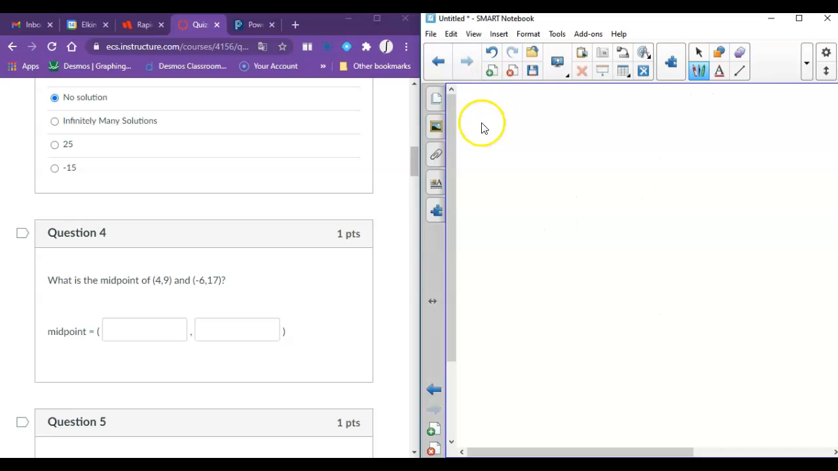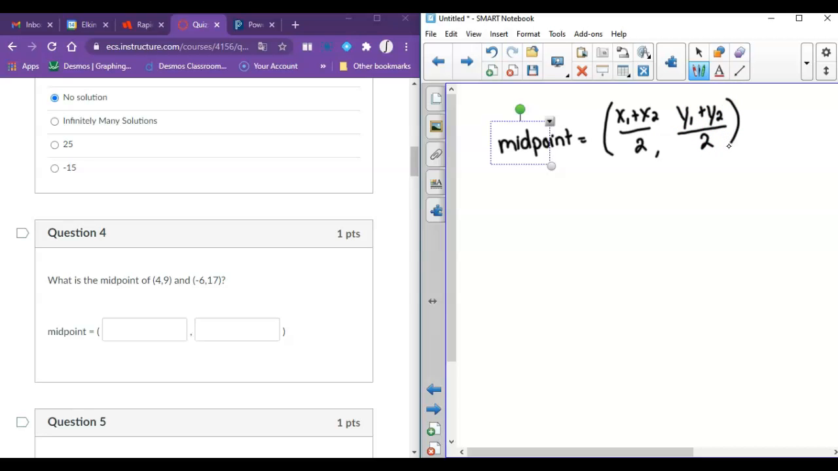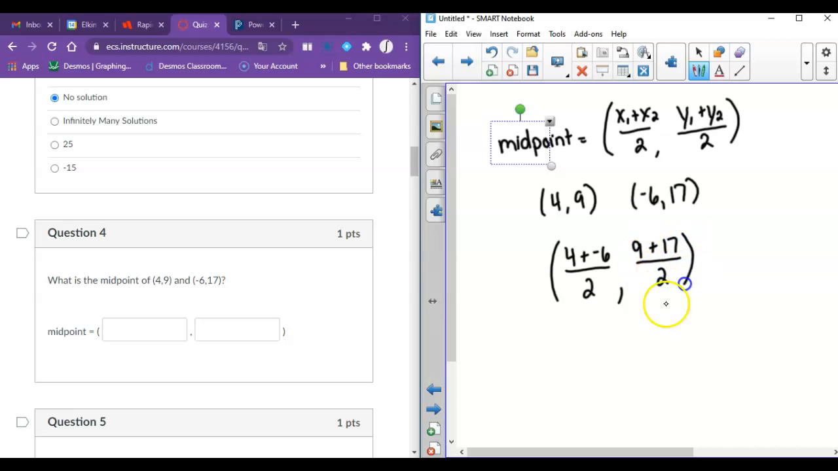Okay, moving on to number 4. For number 4, it asks us for the midpoint, and so I will remind you of the midpoint formula, which is x1 plus x2 divided by 2, and then y1 plus y2 divided by 2. For this problem, we've got 4, 9, and negative 6, 17. So we are going to do 4 plus negative 6. Make sure you're adding there. It's like an average. Add together, divide by 2. And then you've got 9 plus 17 divided by 2.